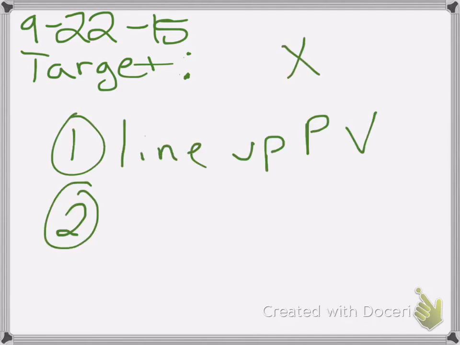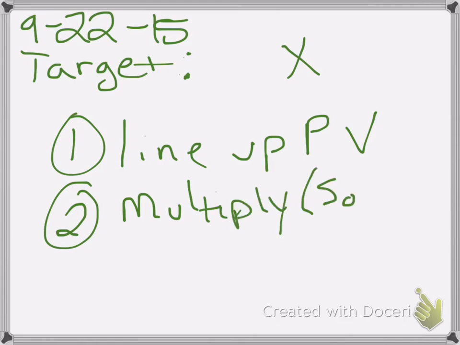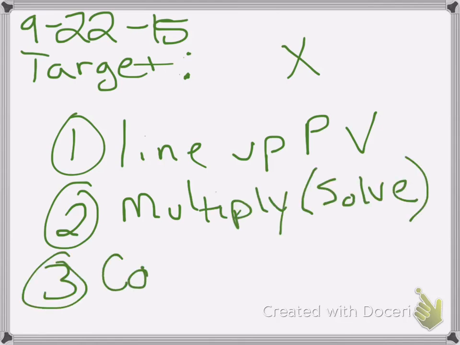Alright, so steps. Step 1 is to line up your place value. I don't mean line up the tenths with the tenths place. I just mean whatever place value you have, you line it up with the number in the other one. So if you've got 2.5 and 0.4, you're going to line up your 4 with the 5. If you've got 2.56 and 0.4, you're going to line up the 4 with the 6. Your next step is to multiply or solve.